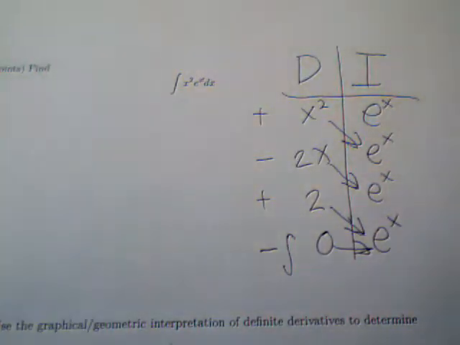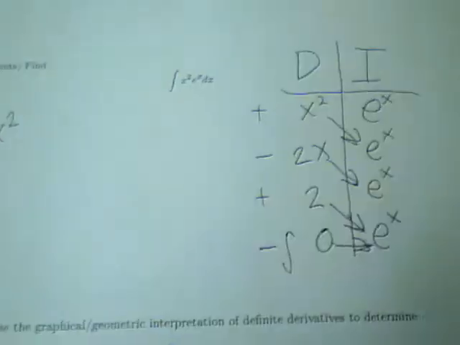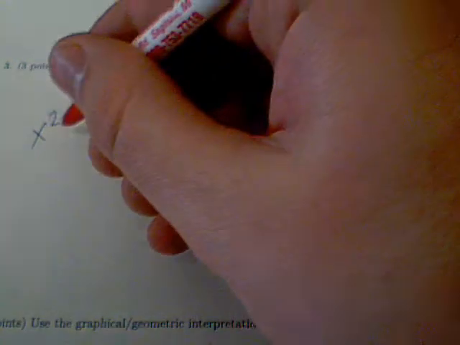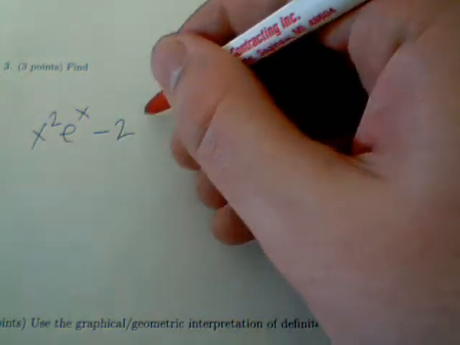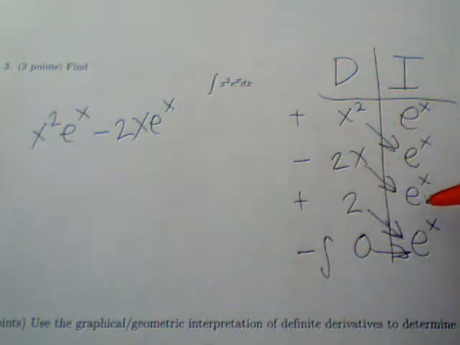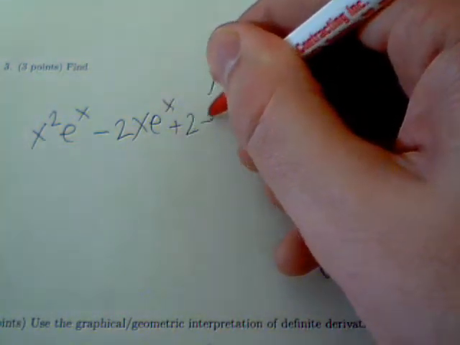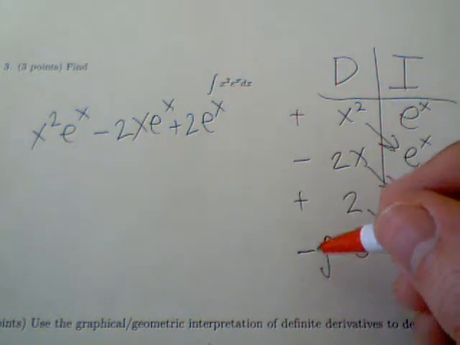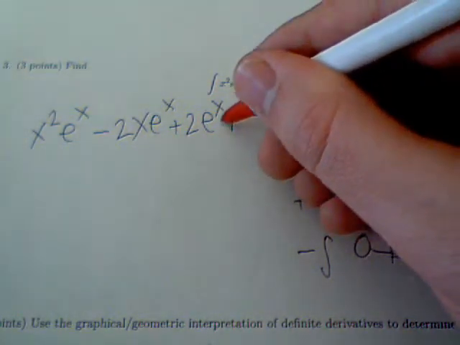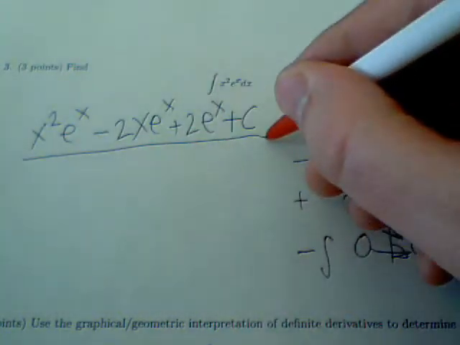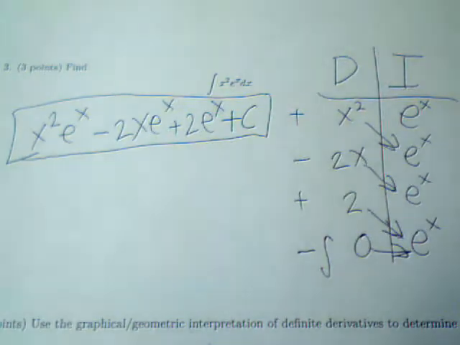Okay, so this gives us x squared times e to the x, minus 2x e to the x, plus 2e to the x, minus, what's this one going to be? Oh, that's just going to be a constant. The integral of 0 is a constant, so I could say minus or plus C. Either way, C is just a constant. So there's number 3.